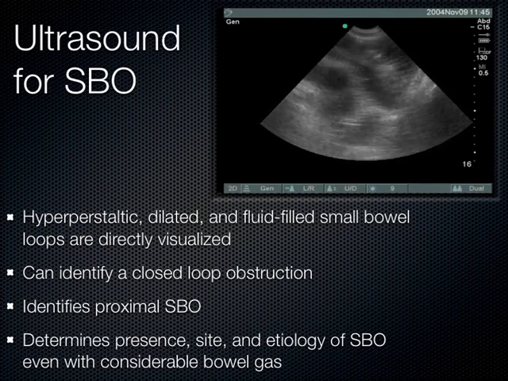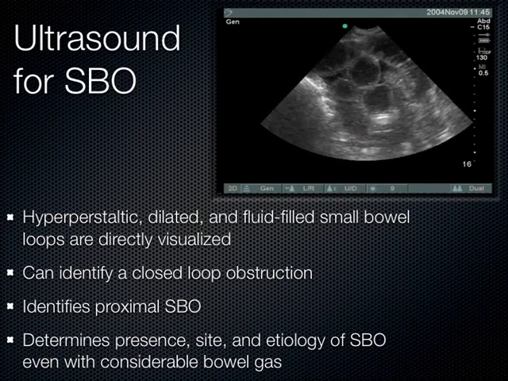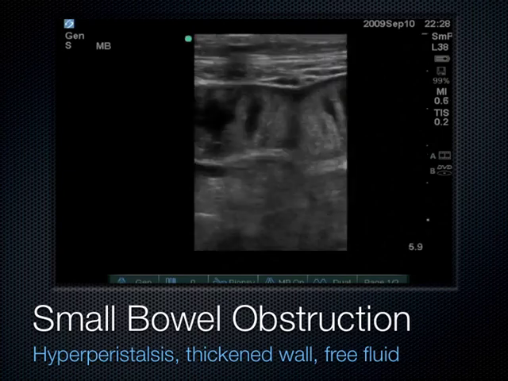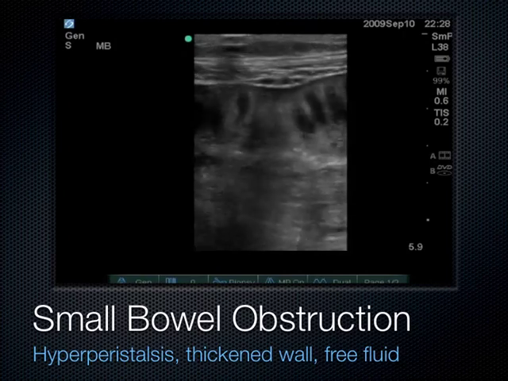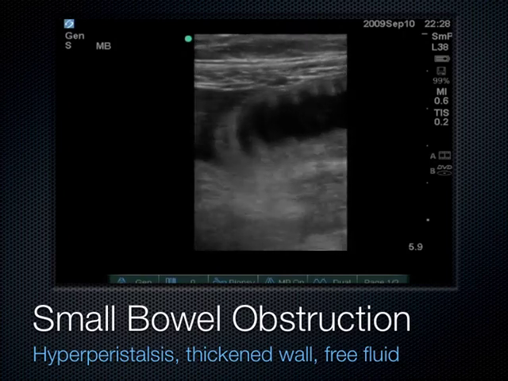And so that's how x-rays miss these, which we see quite easily on ultrasound. This is just another example here of the small bowel, the plicae circularis going all the way across, and it definitely has a thickened wall. And if we look adjacent to it, there's even free fluid between two of these loops of bowel.